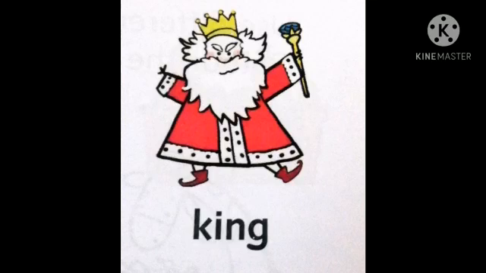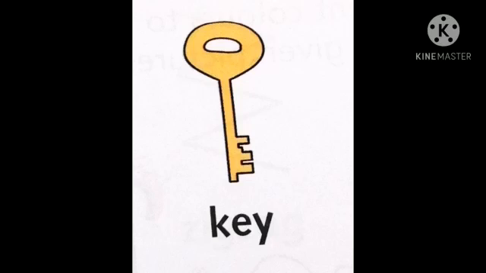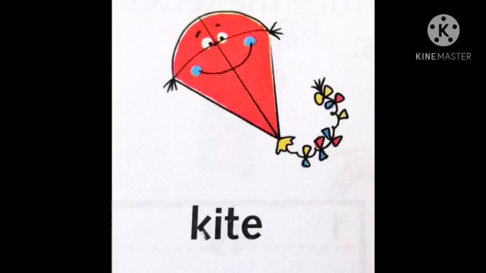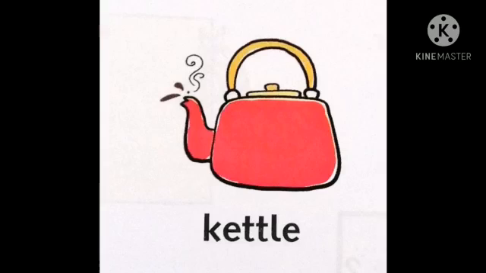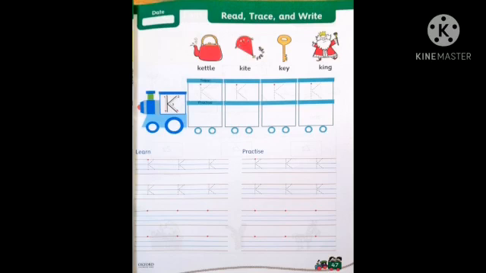Here are words for you. King. Key. And the next thing you like very much. Kite. And the next thing is cattle. Okay.